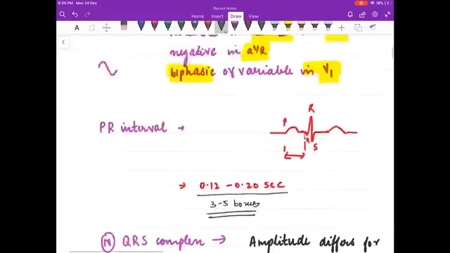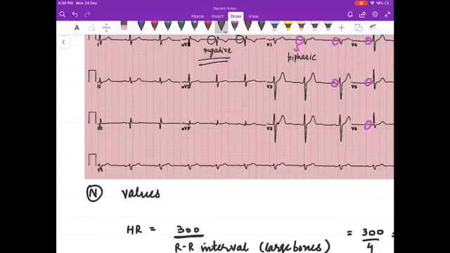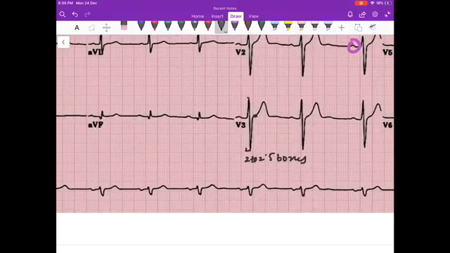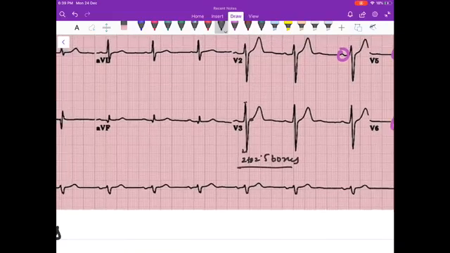ST segment. You have to know that ST segment is isoelectric. And you can see from here the normal duration of QRS complex is 2 to 2.5 boxes, which stands for 0.08 to 0.10 second.